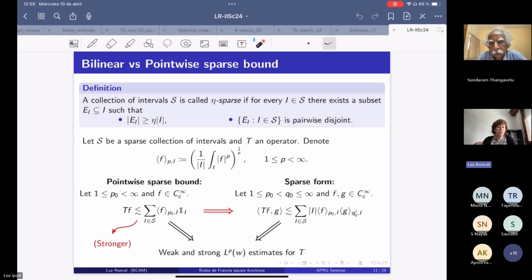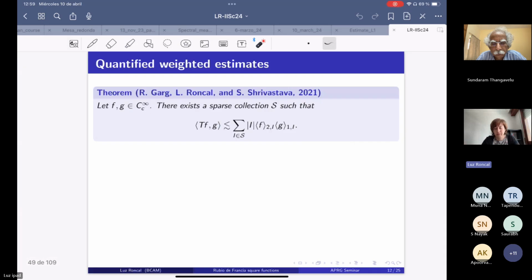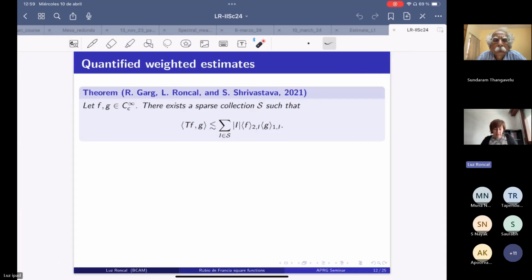This also motivated looking at this approach, because depending on the behavior toward the endpoint of these quantitative estimates, maybe we could have something. With all this circle of ideas, when I visited Bhopal in 2018 for a couple of weeks, I was working with Rahul Garg and Saurabh Srivastava, who introduced me to the problem. What we proved is that we can have a sparse form domination for the Rubio de Francia square function, which is of this type.